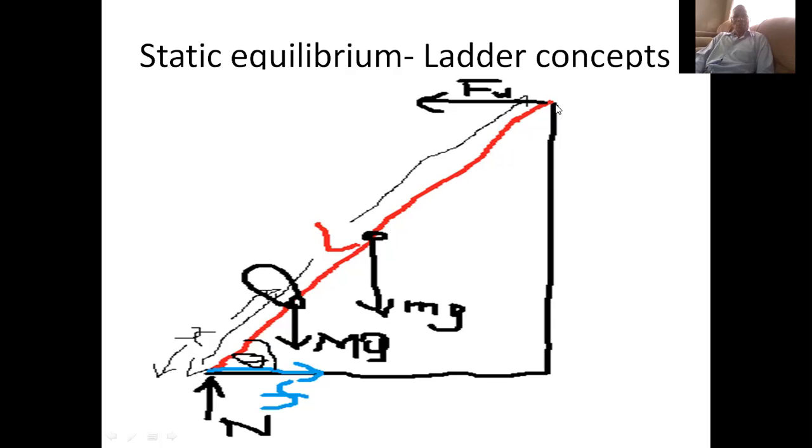Similarly, where the ladder rests on top against the wall, it is not going into the wall. It means that the wall is pushing against the ladder. This is the normal force, which we have called FW. So this is the identification of the forces which we have outlined here. We assume that there is no friction between the ladder and the wall.